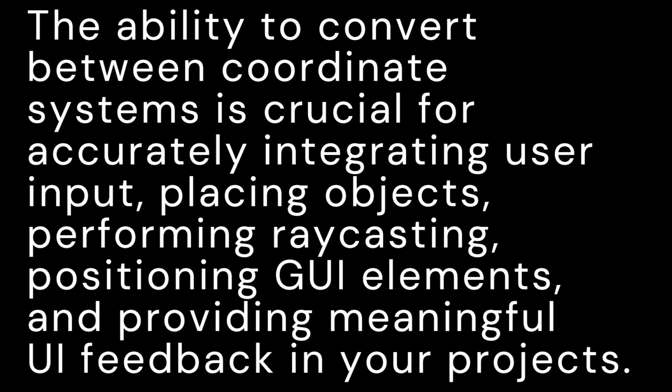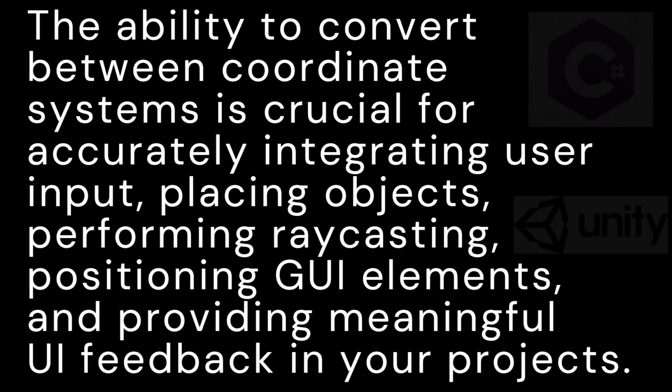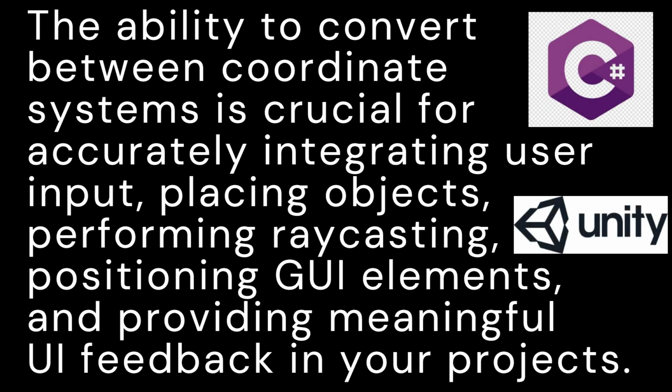These are just a few examples of how transforming positions from screen space to world space can be useful in Unity. The ability to convert between coordinate systems is crucial for accurately integrating user input, placing objects, performing raycasting, positioning GUI elements, and providing meaningful UI feedback in your Unity projects. Let us now learn how we can achieve this using C# in Unity 3D.